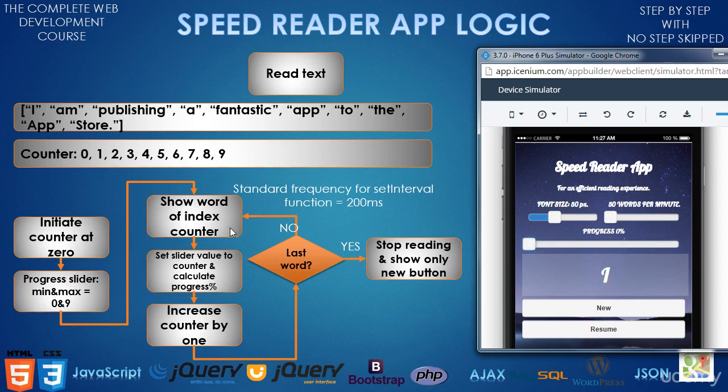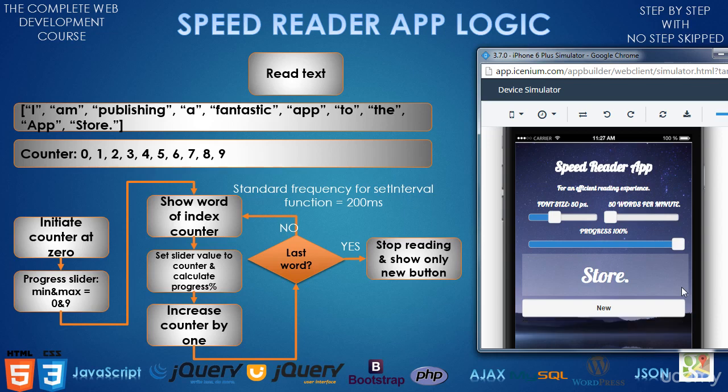Now we are going to continue executing this loop until we hit the last word. And once we get to the last word, we are going to stop reading, and then we're going to keep only the new button, just like this.